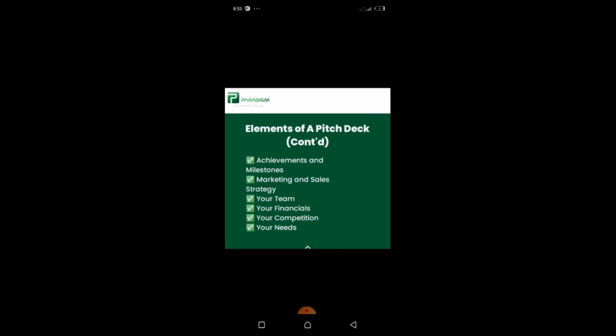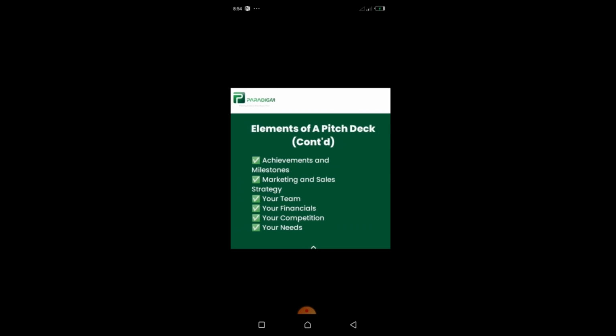Then the 11th element of your pitch deck is your needs. What do you need? Don't forget that your pitch deck is primarily for you to seek funding. So you need to tell us, how much do you need? What do you need it for? In fact, do a breakdown of how you plan on using the funding. These 11 elements are the most important elements.